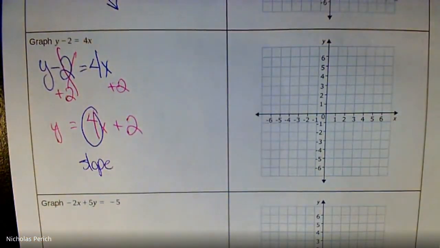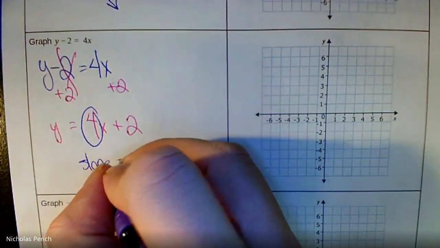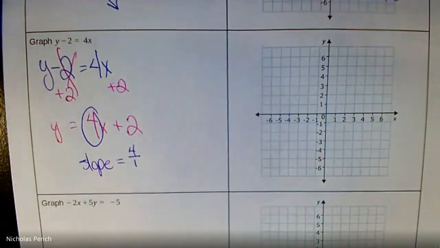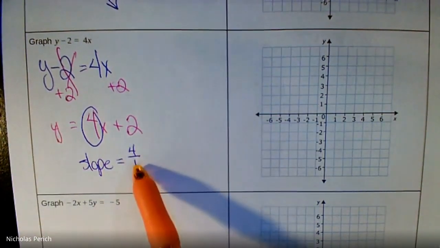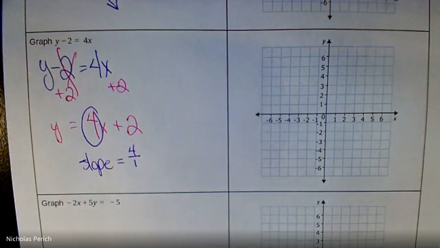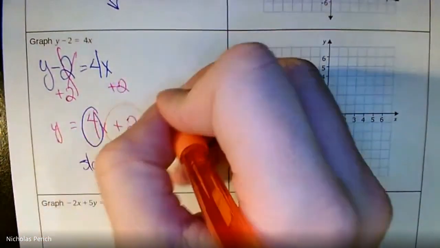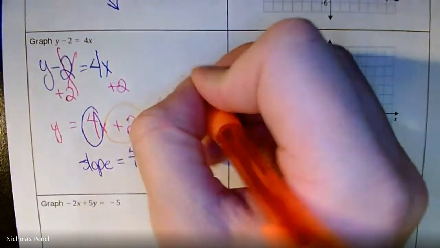But I don't want to view it as 4 because I want to view it as rise over run. So I'm going to call it 4/1. My slope is 4, true, but I want to write it out as 4/1 so I can view it as up 4, right 1. When y is all by itself, the number floating around is the y-intercept. So my y-intercept is positive 2.